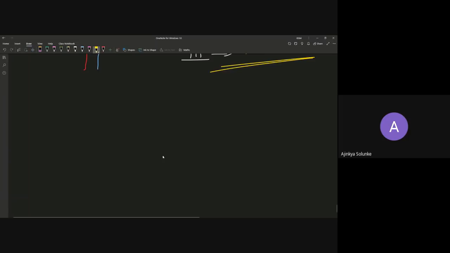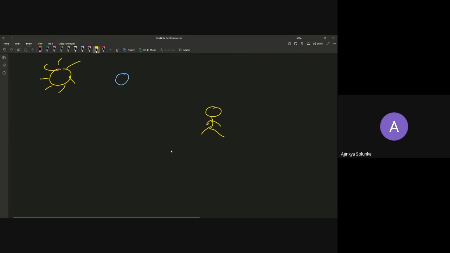Okay, so the question is, there are two positions. Suppose this is your sun and this is your water droplet, and you are standing here. And the second case is, the sun is here, you are standing here, and the water droplet is in front. Can you tell me in which of the cases the rainbow will be visible? The first case or the second case?